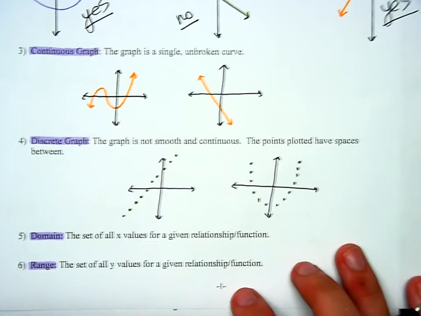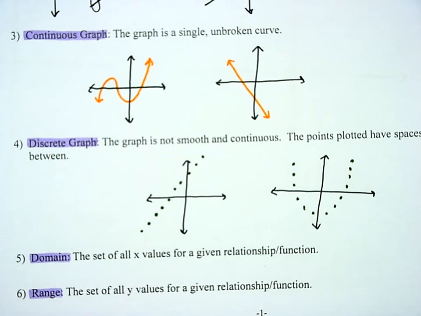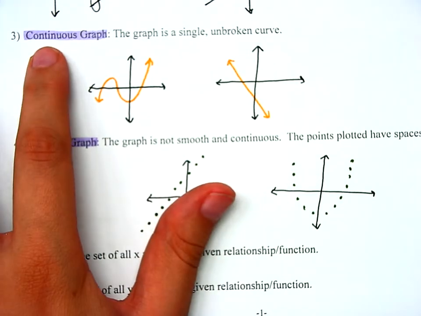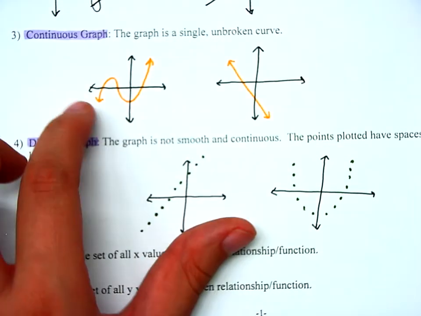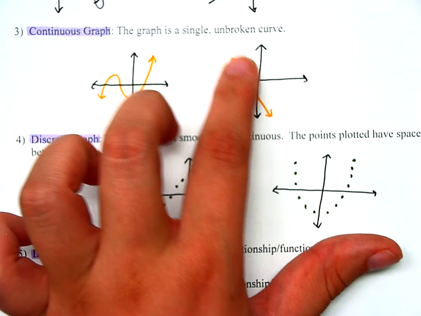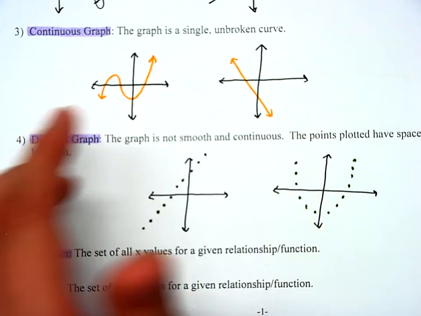Next few terms, let's zoom out a little. We've got continuous versus discrete. So continuous graphs are graphs that are single unbroken curves. So this is continuous, this is continuous. It's kind of in the word. It continues, it doesn't end or break up.